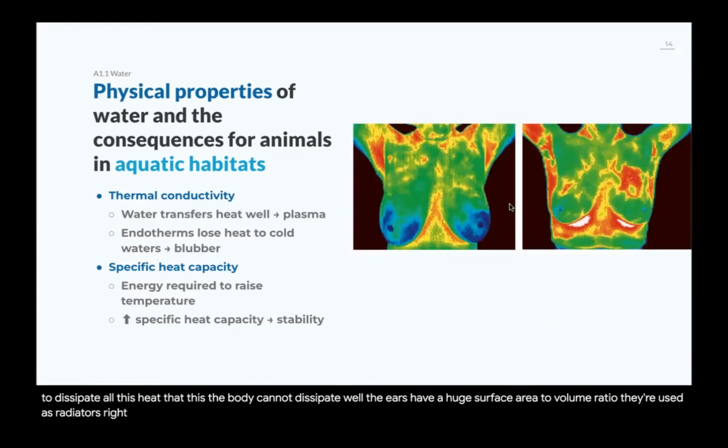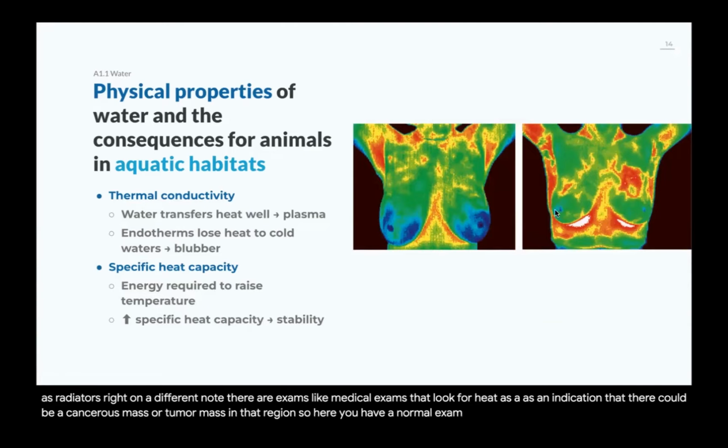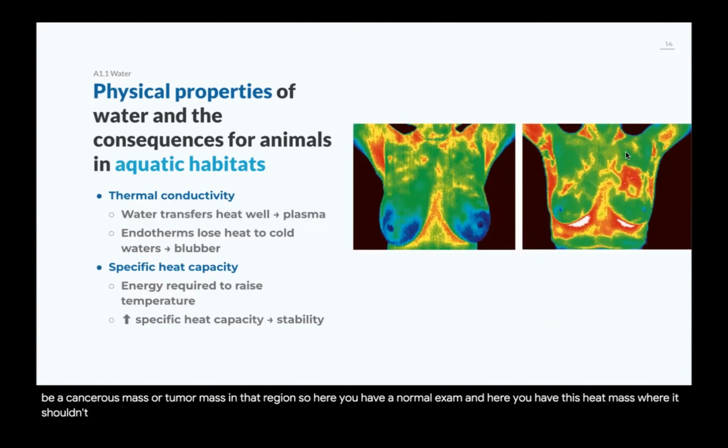On a different note, there are medical exams that look for heat as an indication that there could be a cancerous mass or tumor mass in that region. So here you have a normal exam, and here you have this heat mass where it shouldn't be, as an indication that potentially this is something you should look up.